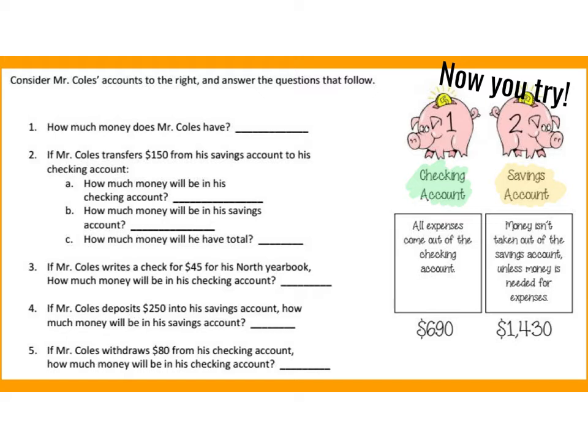The first question asks us, how much money does Mr. Coles have? Remember that all of this is Mr. Coles' money. He just has it in different accounts. So we would need to add these two amounts together to figure out the total amount of money that Mr. Coles has. So we'll add the amount from his savings account and the amount of his checking account to find out how much money he has in total.